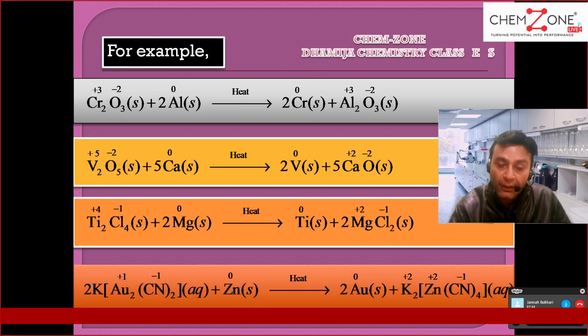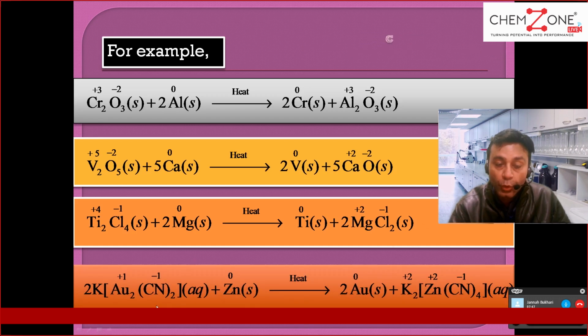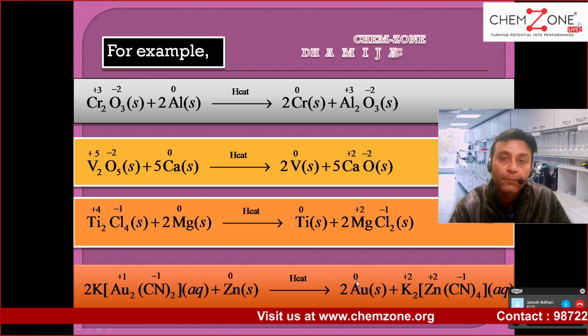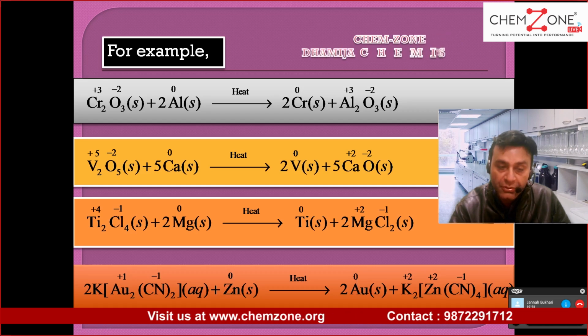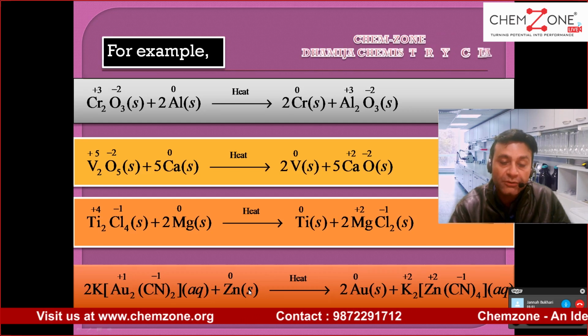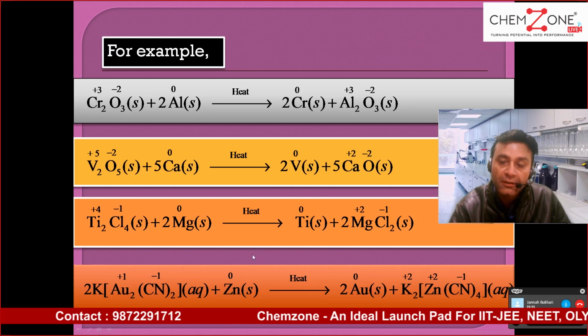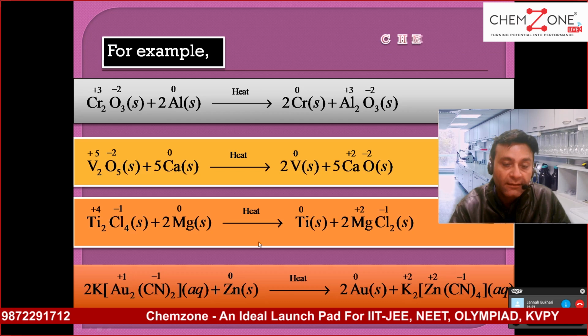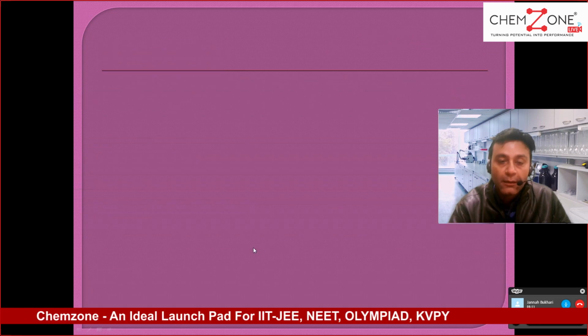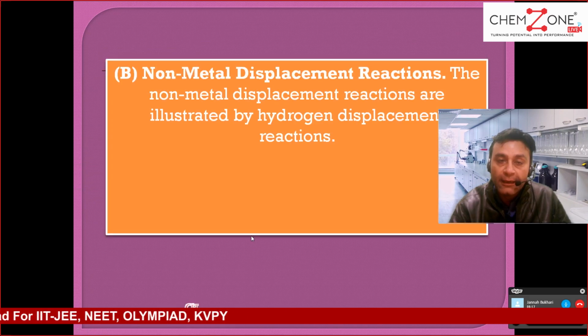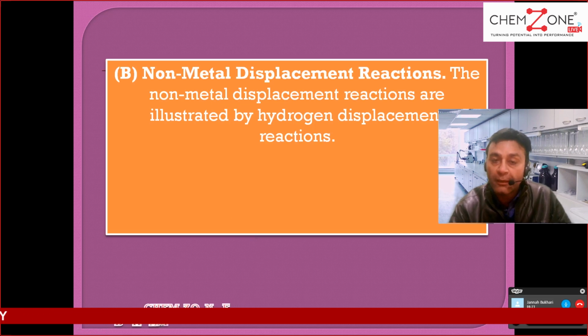Similarly, one more example here. Here the gold +1 state and gold 0 state, it means gold is getting reduced. Gold is getting reduced in the presence of zinc. So zinc is acting like a good reducing agent. Is this clear? So the application of redox reaction is in the extraction of metals. Now we discuss the non-metal displacement.